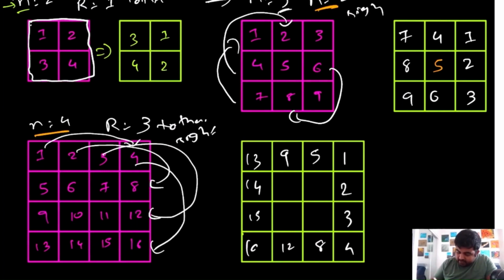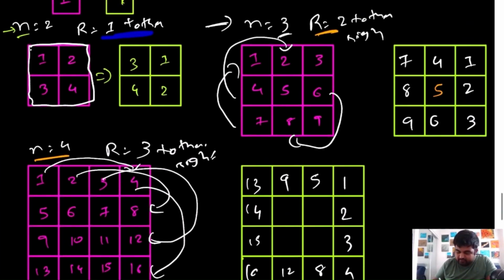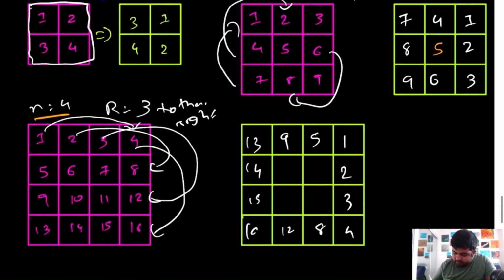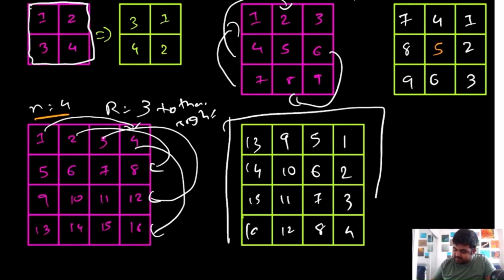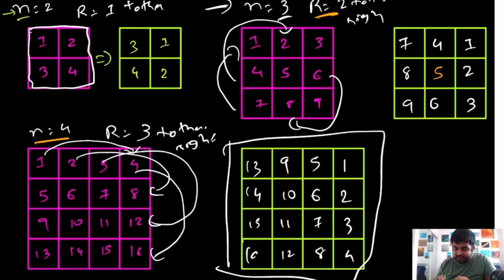So the rotation for this outer layer is completed. Now for this inner layer we will have to rotate them 1 time, based on whatever we have seen when n was 2. So we are going to do the same thing. This is the answer of the 90-degree rotated matrix.